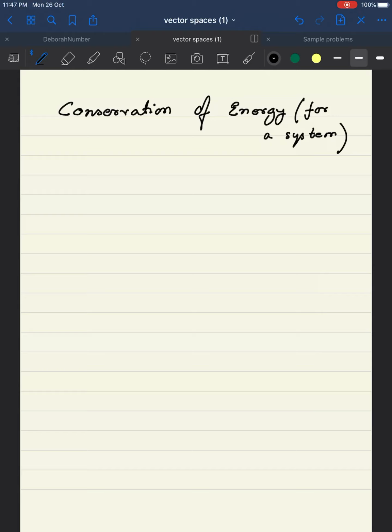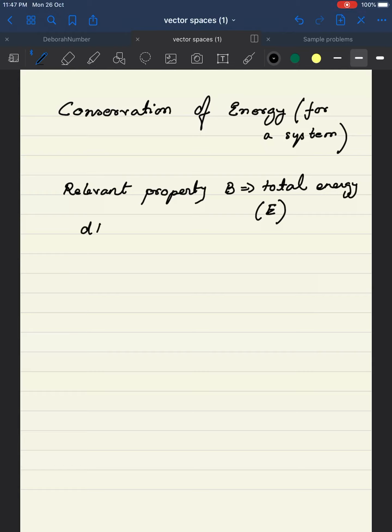Okay, so now here what we want to basically do is that if you go back to the Reynolds transport theorem, the relevant property B is total energy. Let's say we write it as E. Okay, and then we have to find out what beta is, so we have to use dE by dm, which will be beta for this particular case.